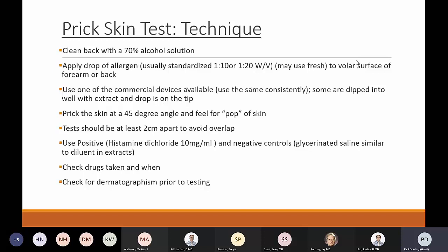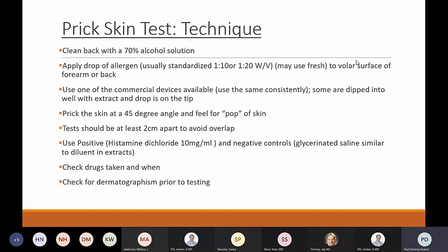The tests should be at least 2 centimeters apart to avoid overlap, because sometimes people are very reactive and they'll mesh into each other to allergens, and you can't really get an accurate reading for the allergens. We use histamine, as I mentioned before. 10 milligrams per mil is a positive control, and our negative control is usually glycerinated saline, similar to the diluents in the extracts. It's important that you ask patients about drugs taken and when, and also check for dermatographism, as I mentioned earlier.